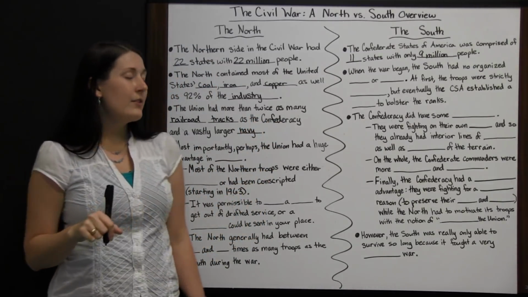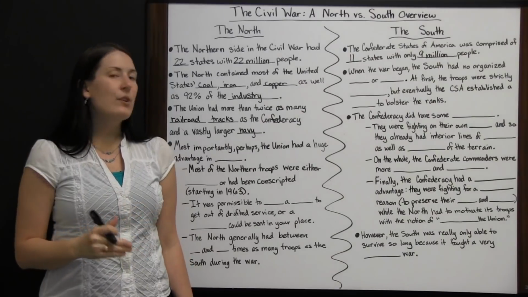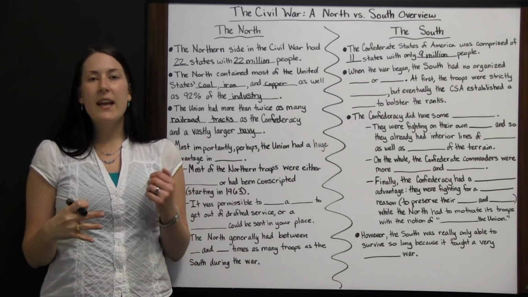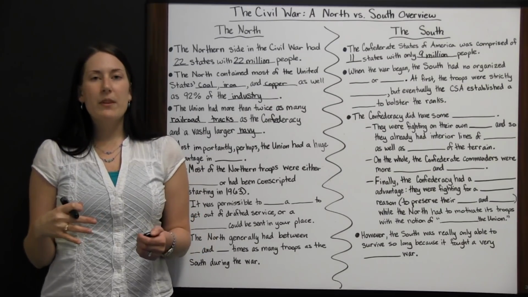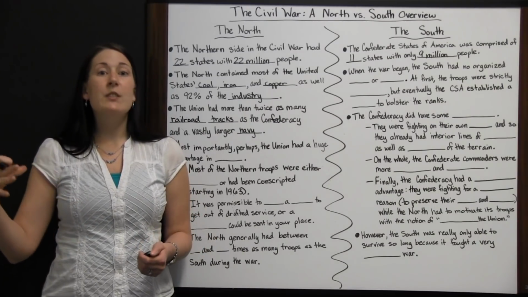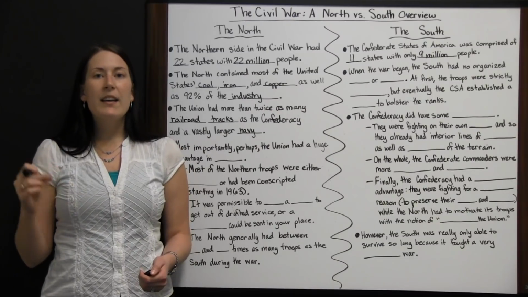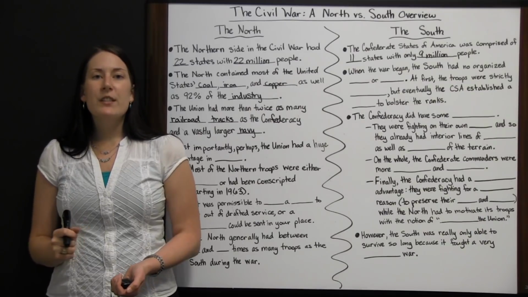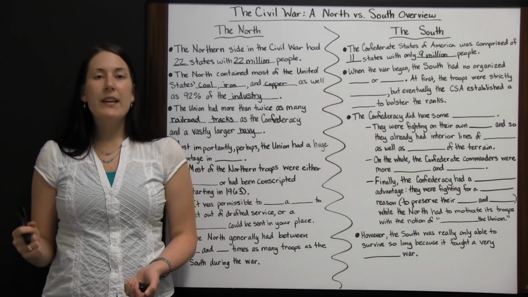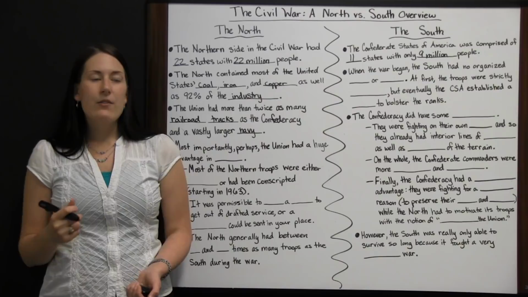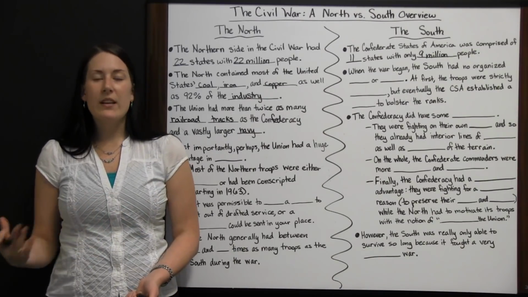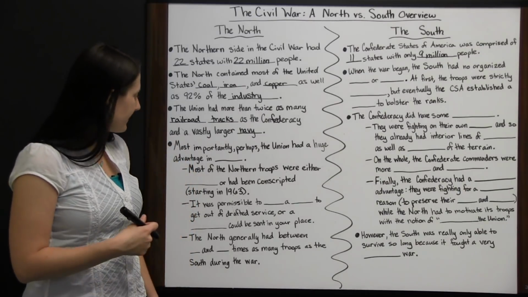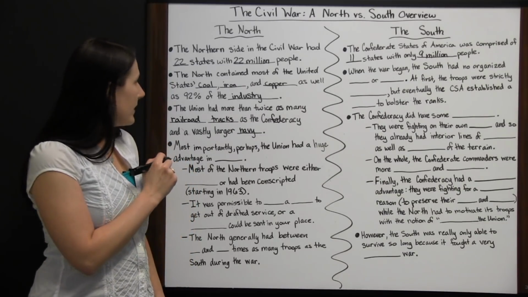So the Union had twice as many railroad tracks. That meant that the Union was going to be able to be twice as connected. They were going to be able to get to more places quickly. They were able to transport troops, supplies, food, more weapons, and ammunition. All of that was going to be able to be transported a lot quicker into more places in the North than in the South. The South was going to be slower about transporting those things because they didn't have as many railroad tracks to get them there.